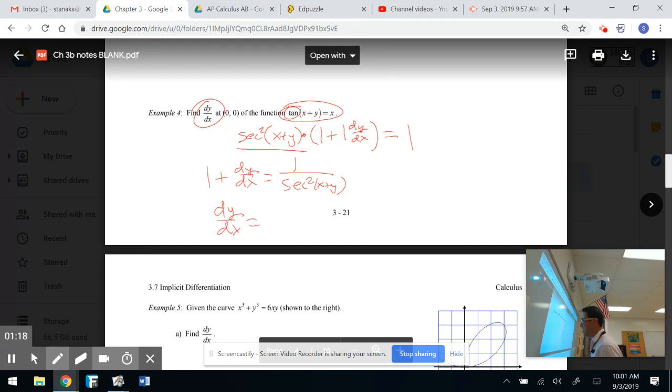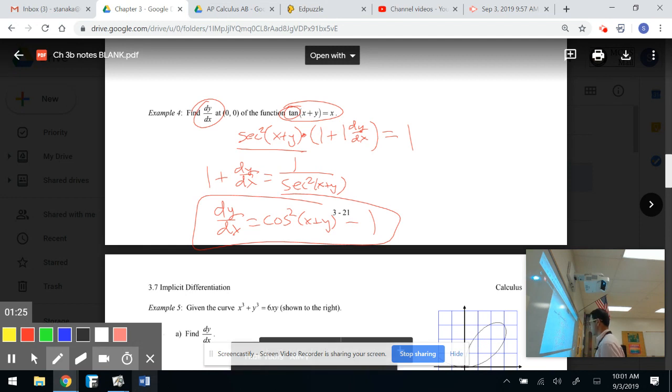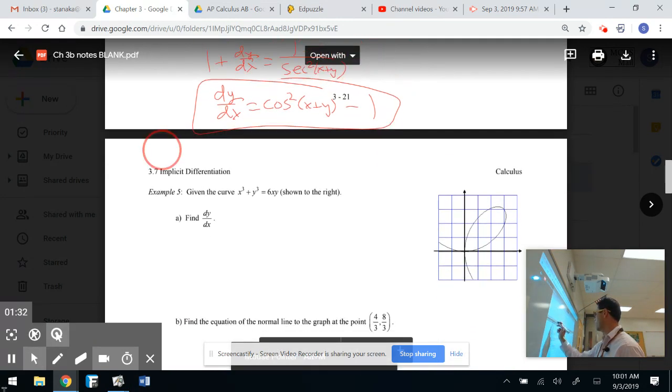Well, that dude has a cousin, right? That's actually cosine squared of x plus y, and then minus 1, because we're going to subtract that 1 over. Okay? So not too bad, right, class? But a lot of mistakes usually happen as we move forward with a problem like that.